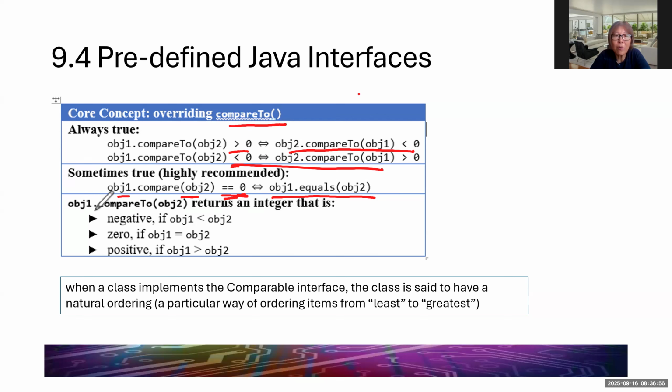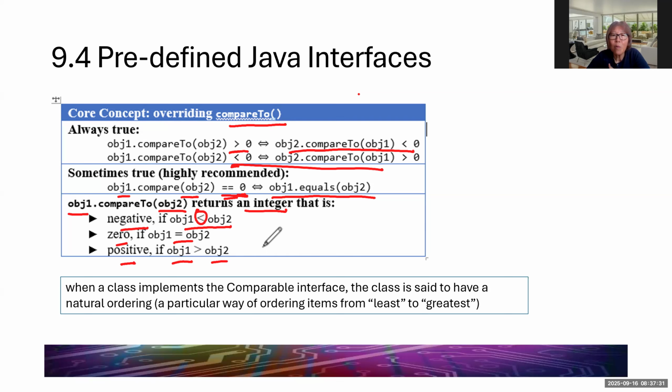So you compare object 1 with object 2, and it returns an integer. If object 1 is less than object 2, you return a negative number. We don't have the comparison sign, but if it returns negative, that means it is less than. If it's 0, both are structurally equal. And if it is positive, object 1 is greater than object 2.